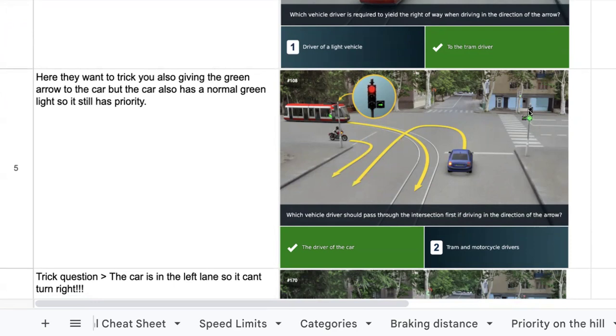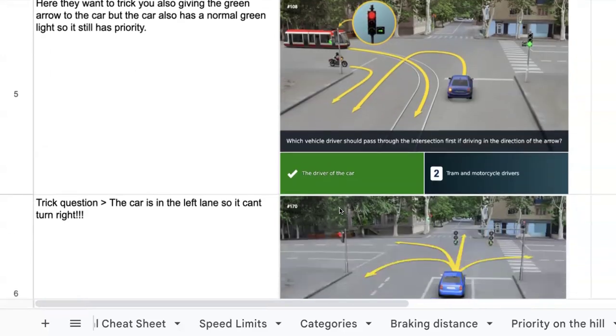So here we have a normal green light and the green arrow, and here these guys have just the green arrow. But the car goes first. It's just the weird translation. The car goes first because the tram and the bike have second priority because they have the green arrow only. Normally, if it were an equal intersection, first the tram would pass, then on the right the car, and then the motorbike. But in that case, the car, then the tram, and then the motorbike.